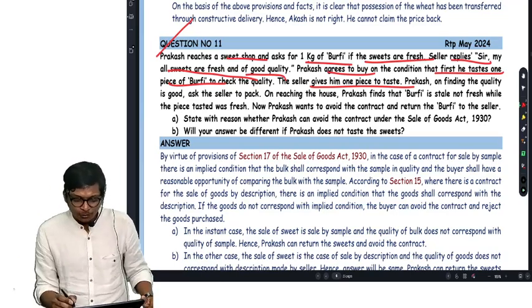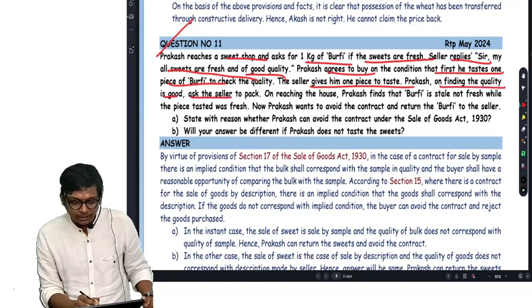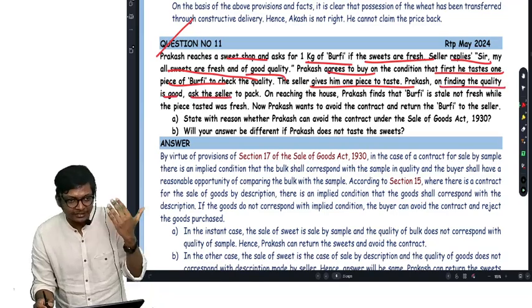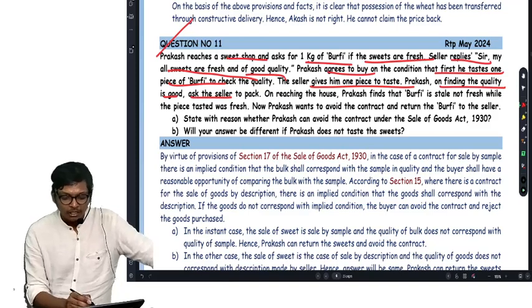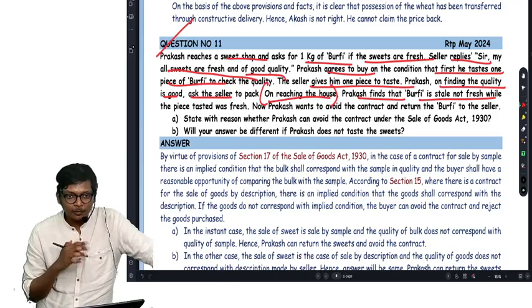Okay, so 1 piece for taste. Prakash, on finding the quality good, asked the seller to pack it. It was great, fresh, the taste is good, so they asked to pack it. On reaching the house, Prakash finds the barfi is stale and not fresh. Until packing he gave fresh, but then gave old stock.